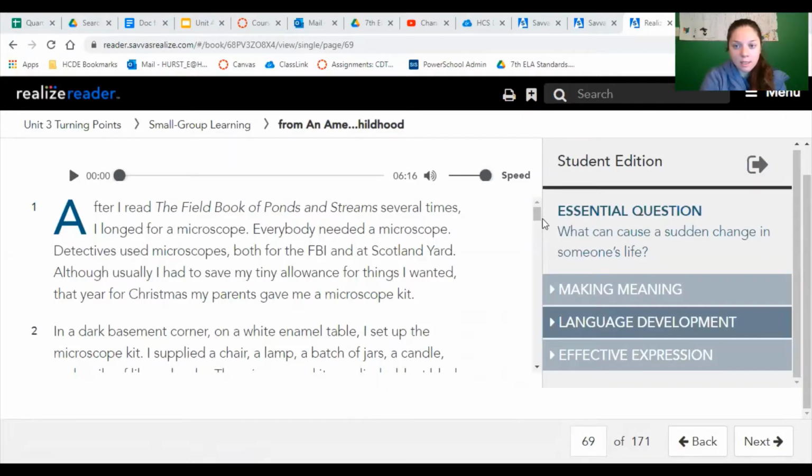We are going to continue with our unit today by reading a chapter from the text, An American Childhood. So what I'm going to do is share my screen with you. This is what the text looks like. I hit the top part.